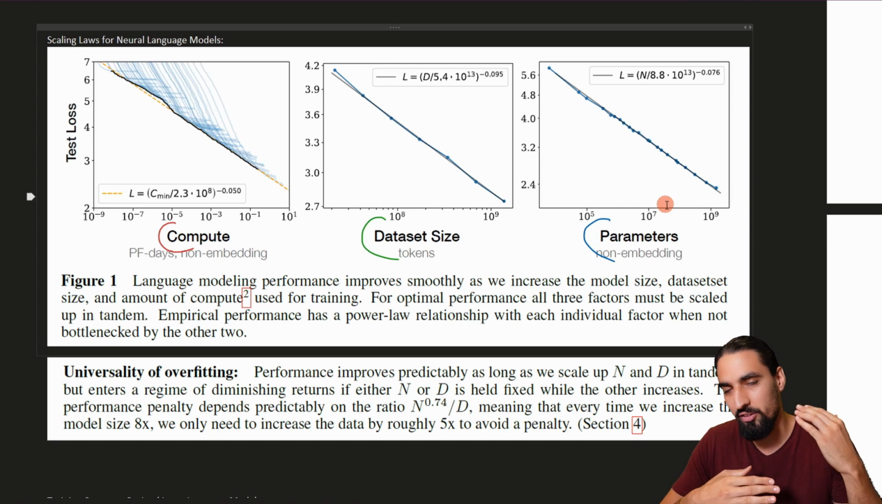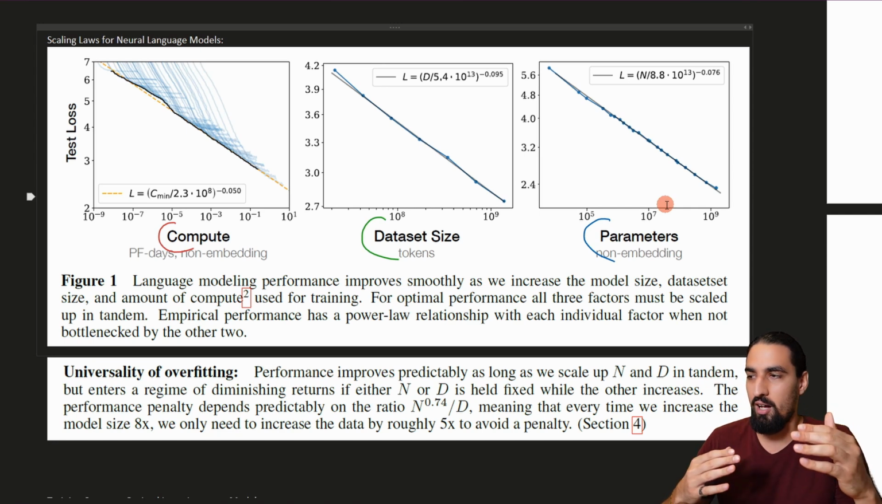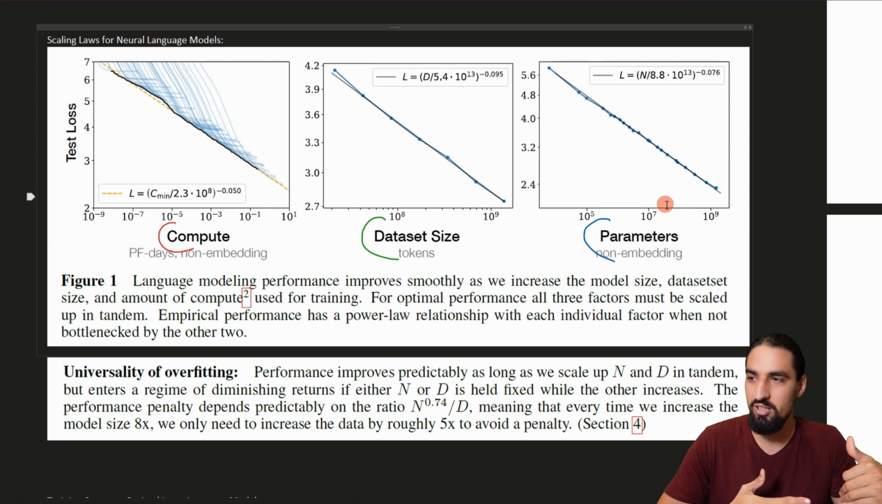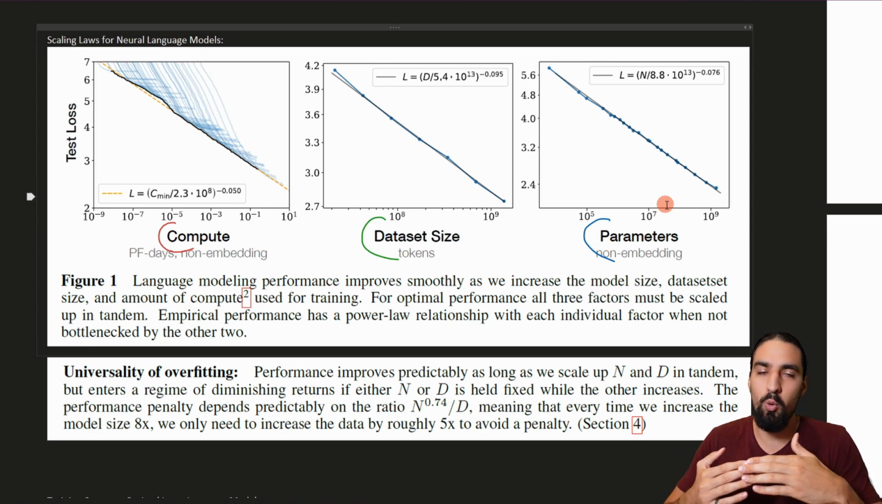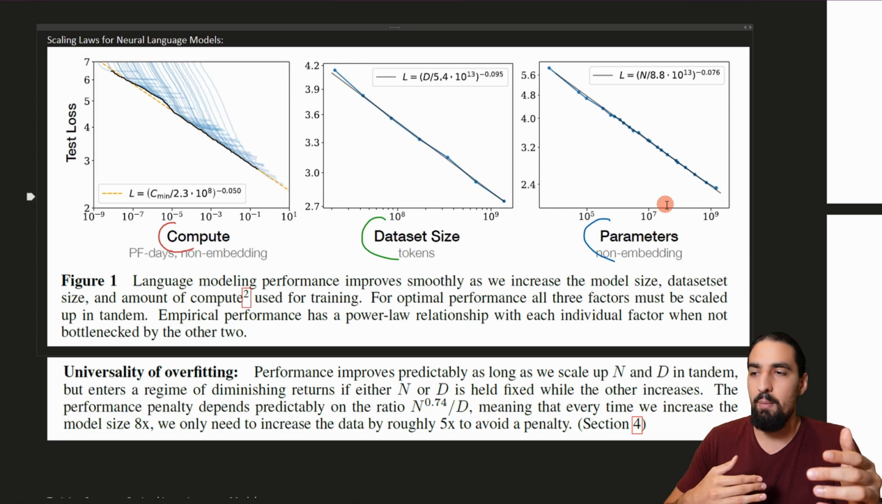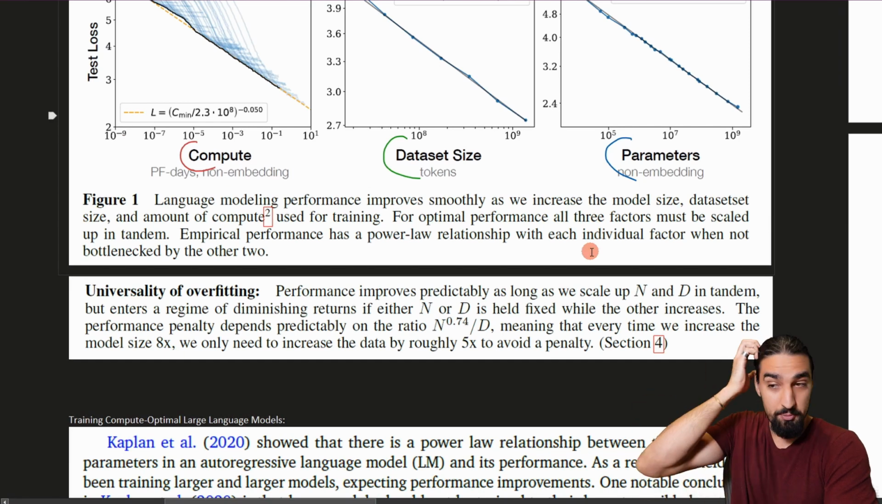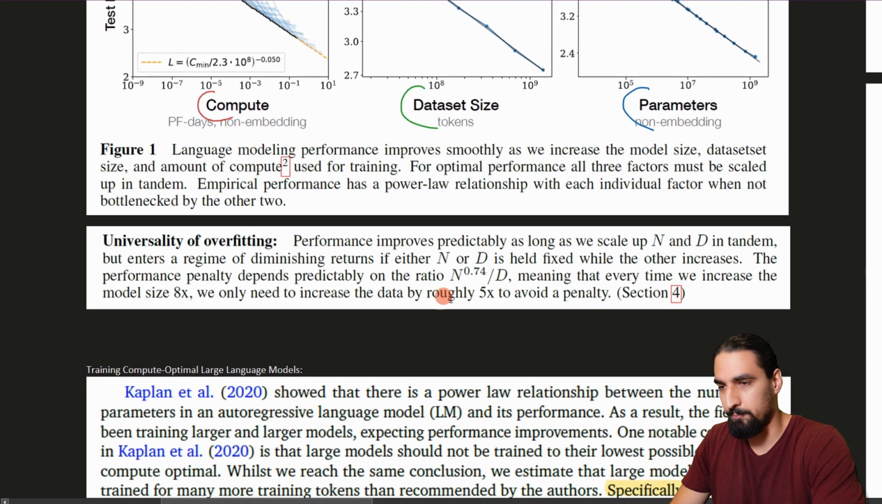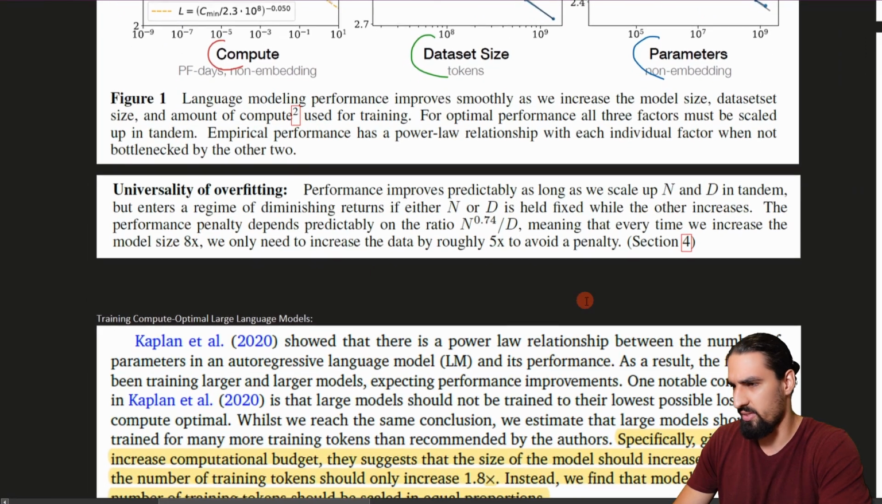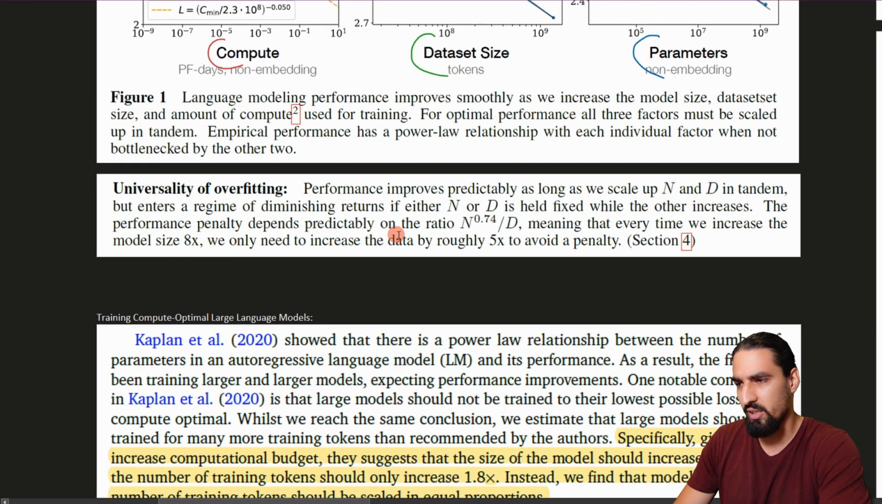Now it's a completely different topic whether having a smaller loss like perplexity actually correlates with the metrics we actually care about, but that usually turns out to be the case. But okay, one thing that the scaling laws paper showed is this one. They say that the performance penalty depends predictably on the ratio you can see here, meaning that every time we increase the model size 8x, we only need to increase the data roughly 5 times to avoid a penalty. So basically to avoid overfitting.